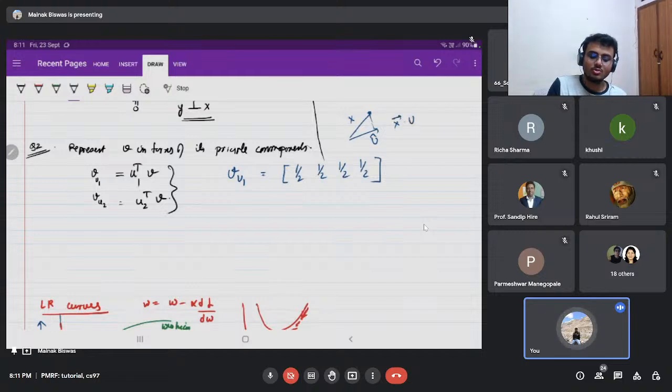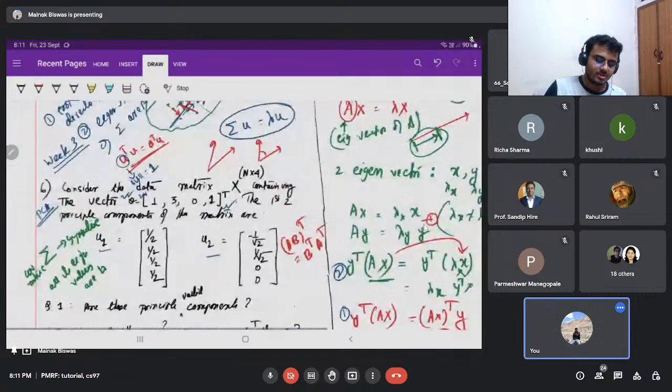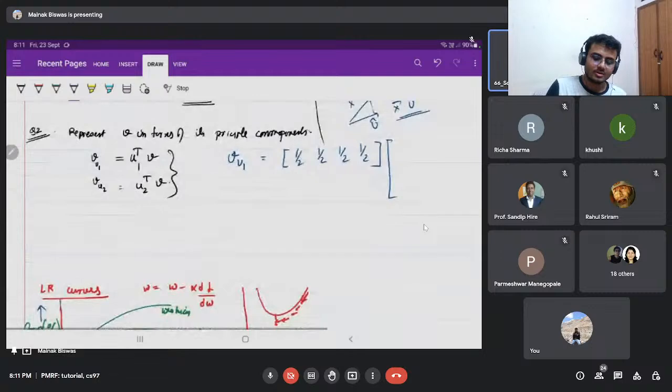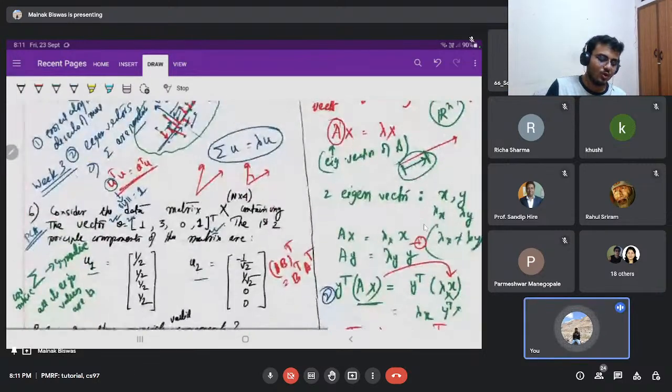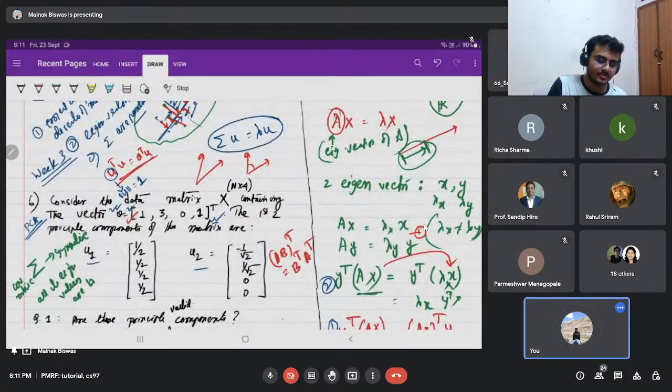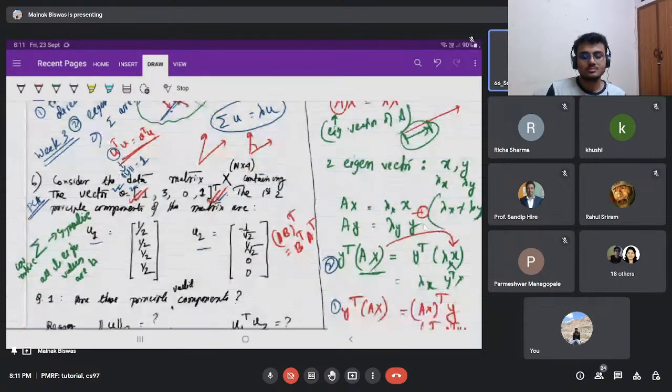X vector with U. That's all. So half. What was V? Minus half root 2, 1 by root 2. So V is what you want to project onto this space. This is V, and these are the principal components, the vectors along which you want to project your data. Is that okay?